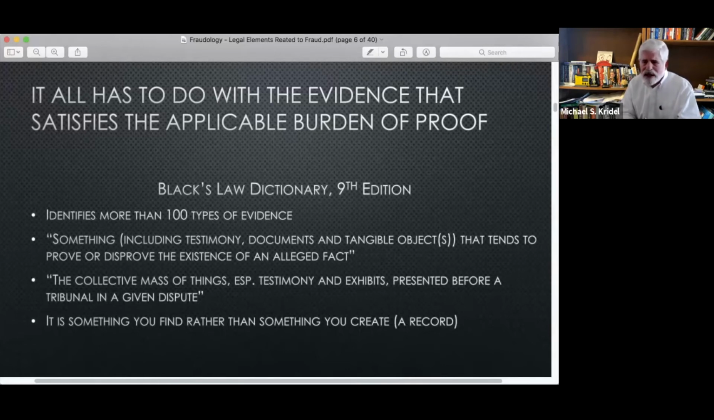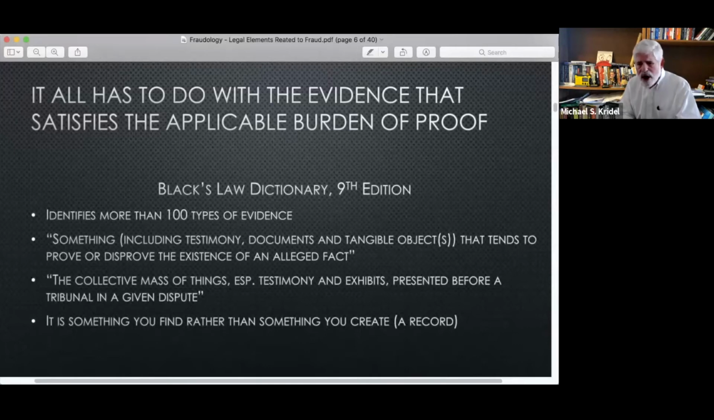The basic definition of evidence that you must know as any investigator, internal or external, is that evidence is something, including testimony, documents, and tangible objects, that tends to prove or disprove the existence of an alleged fact that is universal to all investigations, regardless of cause, regardless of geography.